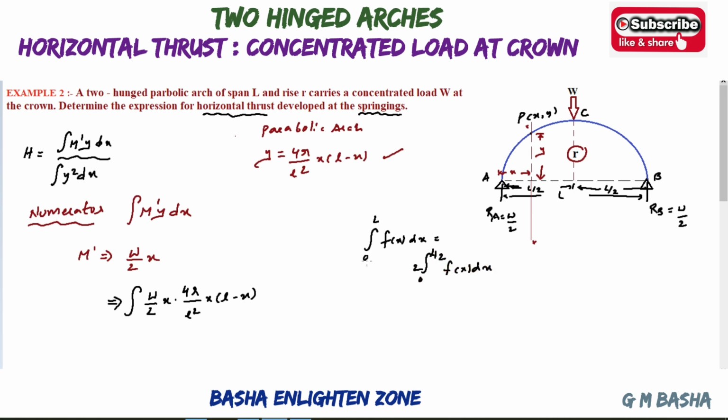For example, in terms of pi, the integral from 0 to pi of f of x dx will be equal to 2 times the integral from 0 to pi by 2 of f of x dx. So the limits will be distributed 2 times. Why? Because of the symmetric condition.